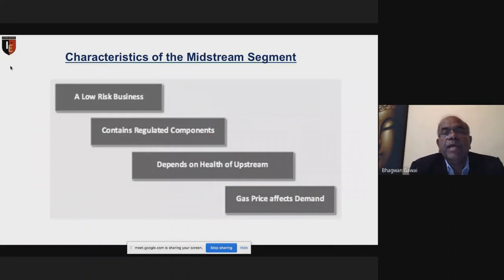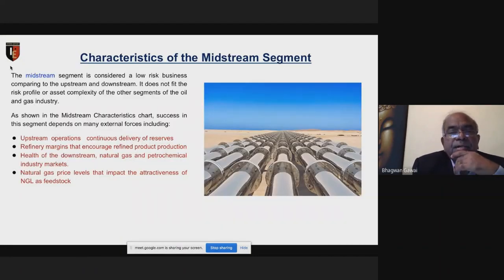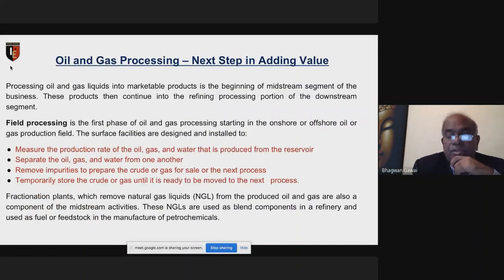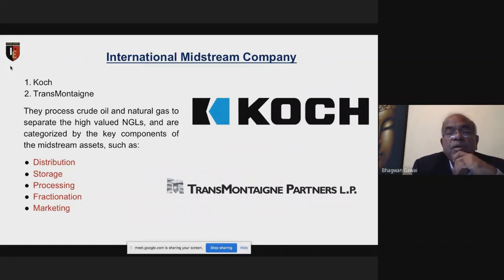So we were here. In the midstream segment, these are the four different segments we covered. The midstream segment is considered a low-risk business. As I told you, why is it low-risk? Because the entire investment is happening in the upstream, and from there you are bringing the oil. You are getting ready-made oil from upstream to do the processing, and then it is transported to the refinery. These are the international companies that do these midstream operations. In such companies also, you have very good scope to join.